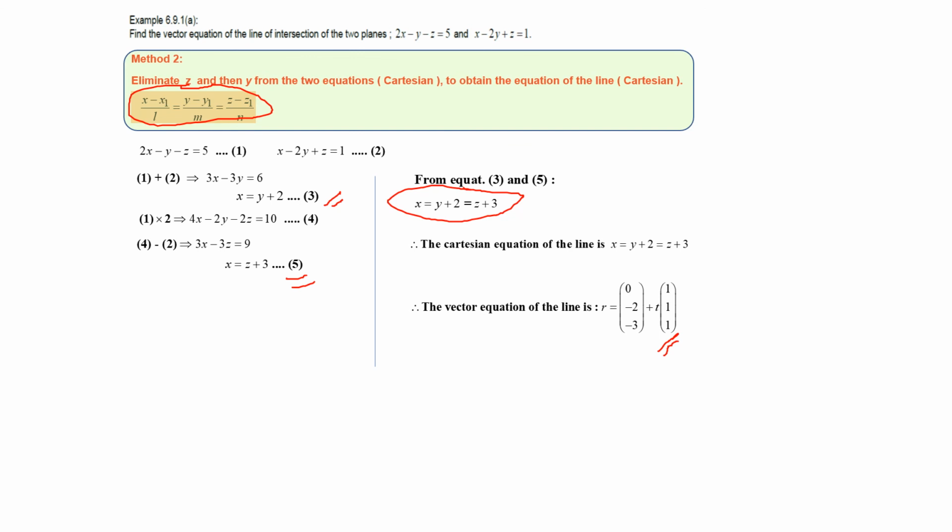So there are two methods. In method 2, we don't use the vector that is parallel to the line of intersection. But when you answer this type of question, you have to read the question carefully. If the question asks you to find a vector that is parallel to the line of intersection, and hence use it to find the equation, you must use that method. Don't use method 2. So read the question carefully.